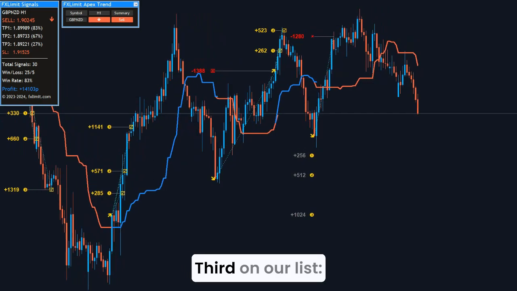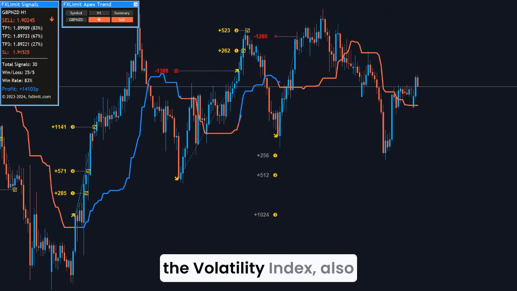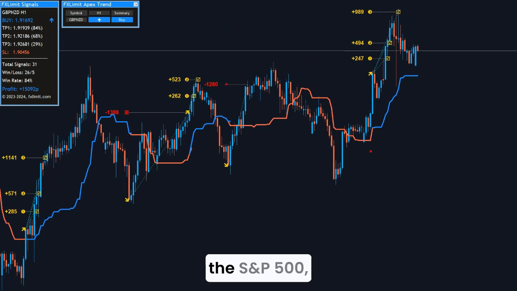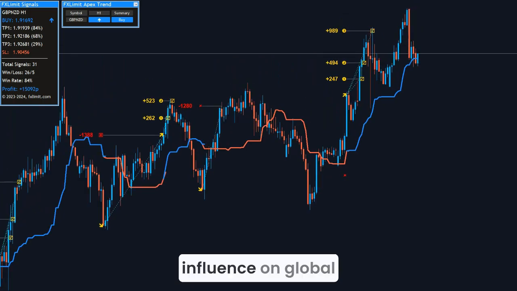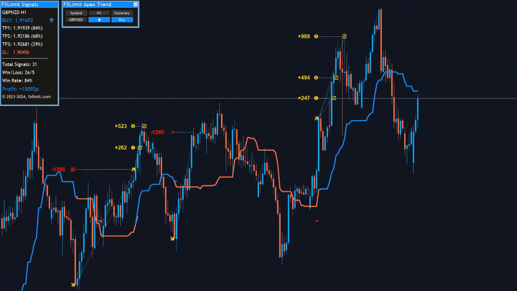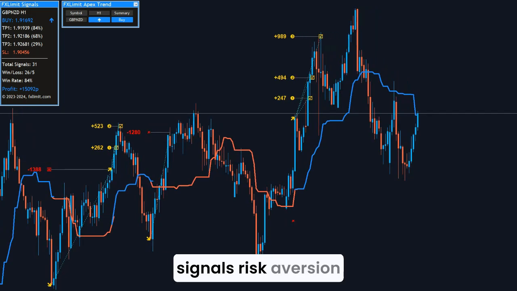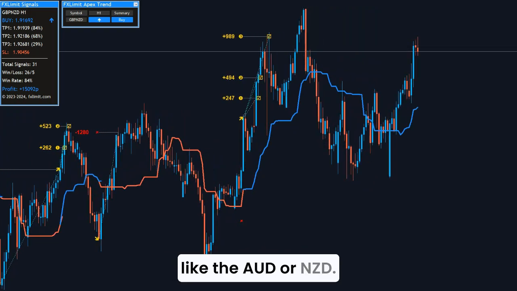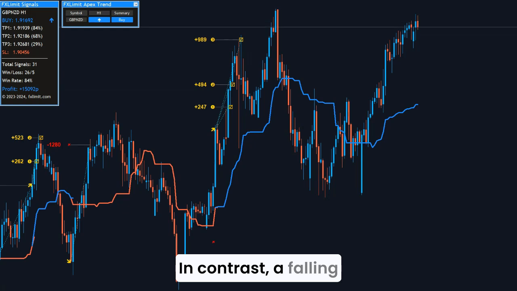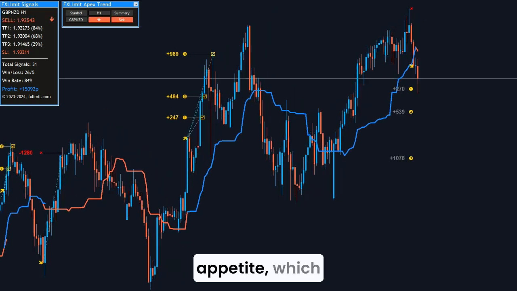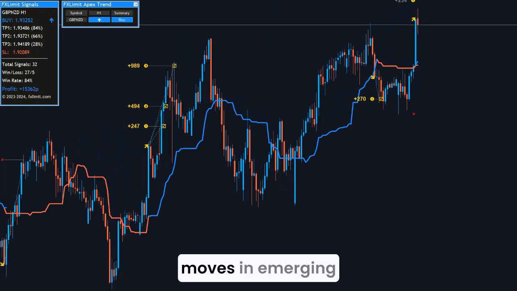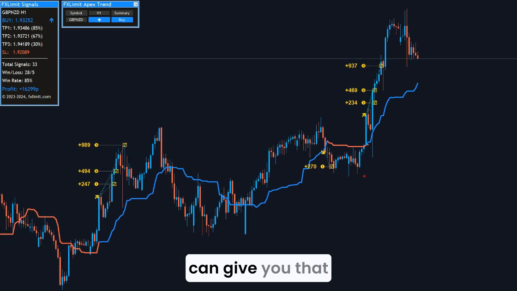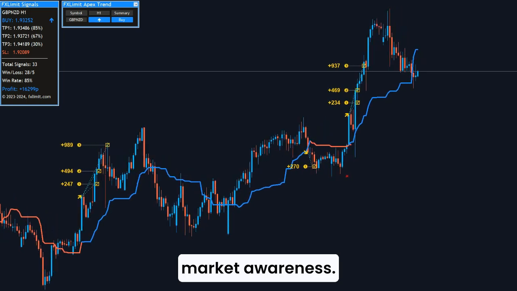Third, on our list, the Volatility Index, also known as the VIX. Though it tracks volatility in the S&P 500, it has a strong influence on global risk sentiment. A rising VIX generally signals risk aversion, bad news for high-risk currencies like the AUD or NZD. In contrast, a falling VIX suggests risk appetite, which can drive bullish moves in emerging market currencies. Understanding this indirect influence can give you that extra layer of market awareness.